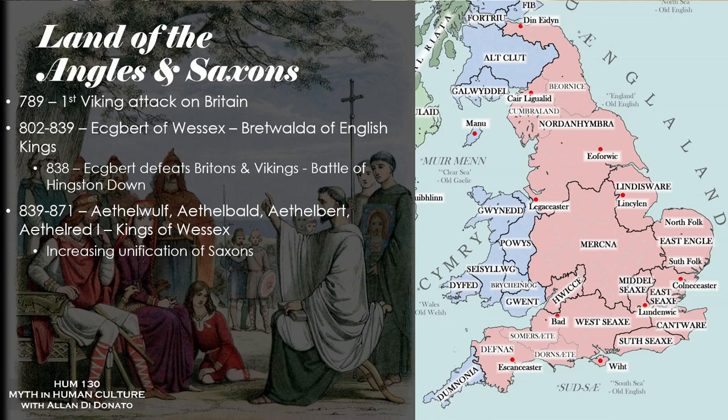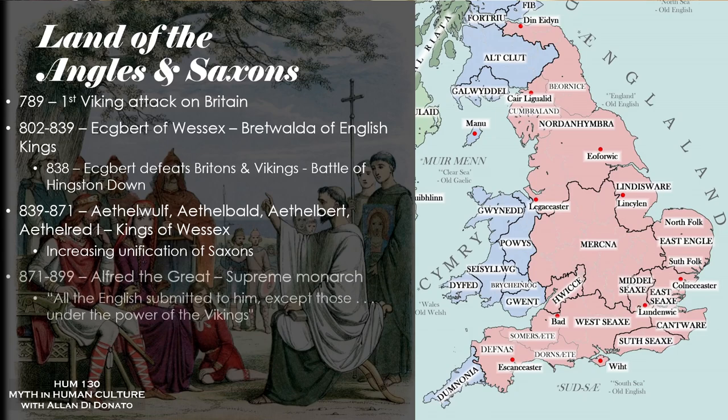But the really pivotal character is Ethelwulf's other son, Alfred, known as Alfred the Great, 871 to 899, who is really supreme monarch in the vicinity. Right? It says that all English submitted to him, except those that were under the power of the Vikings. So he's really becoming the first great king of England, okay, in a unified sense. In 901, you've got Edward the Elder, who takes the official title King of the Angles and the Saxons.